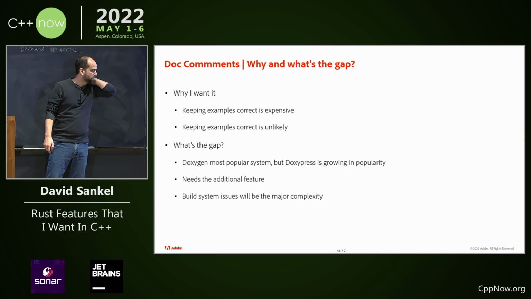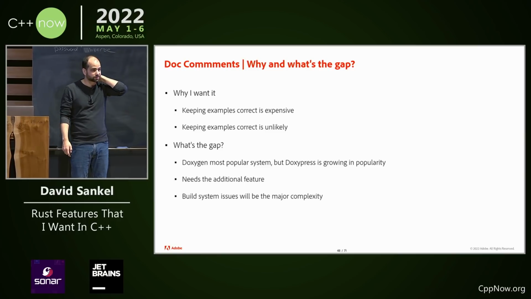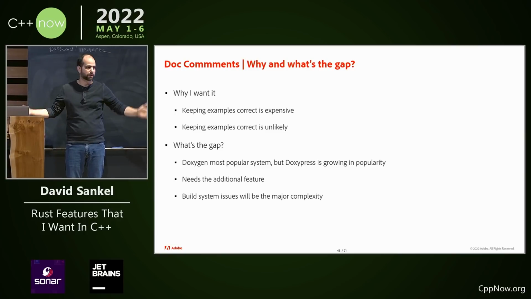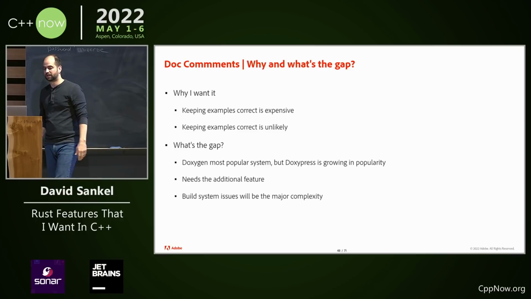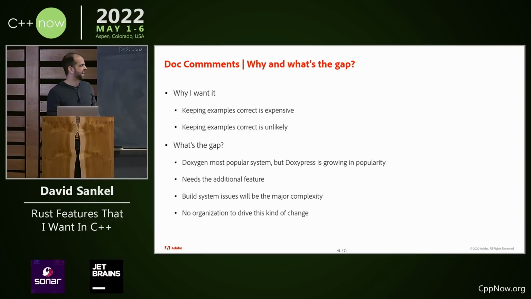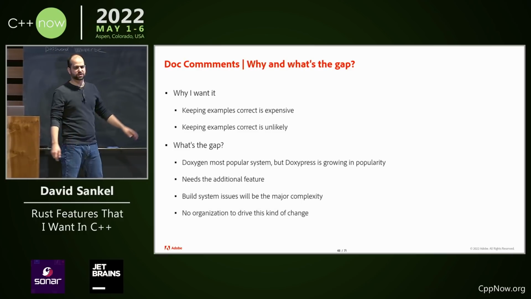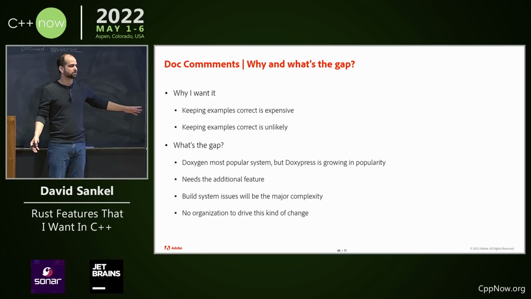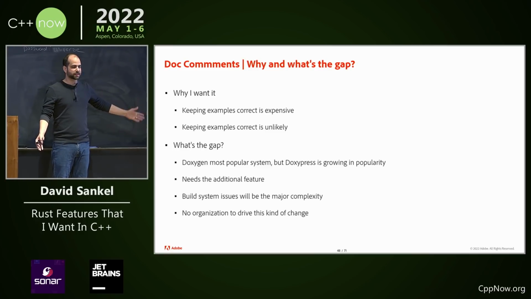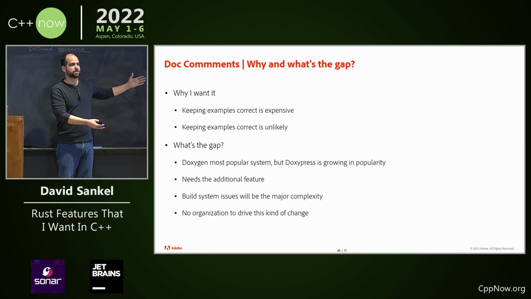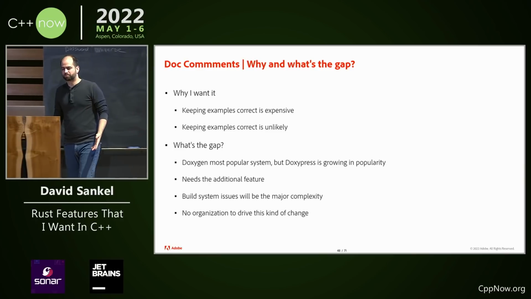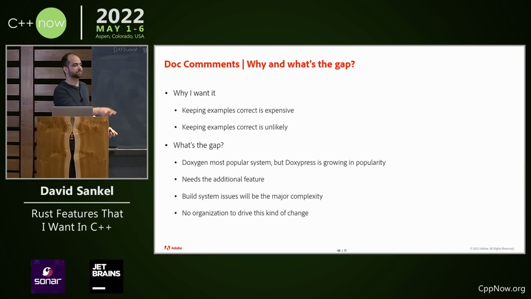Build system issues are going to be a major complexity here, because how is the documentation system going to interact with the build system to be able to check this code? And we don't really have an organization to drive this kind of change, right? WG21, the standardization body, drives the language. They wouldn't drive a feature in tooling as much, and I don't think it has appetite for it anyway. So that's what the gap is.